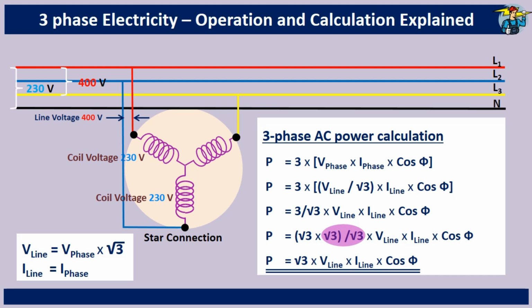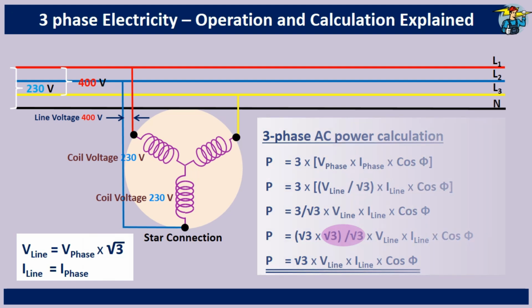The result is, P, the total three-phase power equals square root of 3 multiplied by V line, multiplied by I line, multiplied by cos phi. This is the formula used to calculate the total power in a three-phase system, where V line is the line voltage, I line is the line current, and cos phi is the power factor.